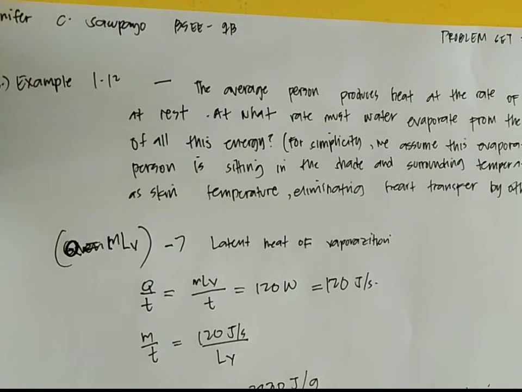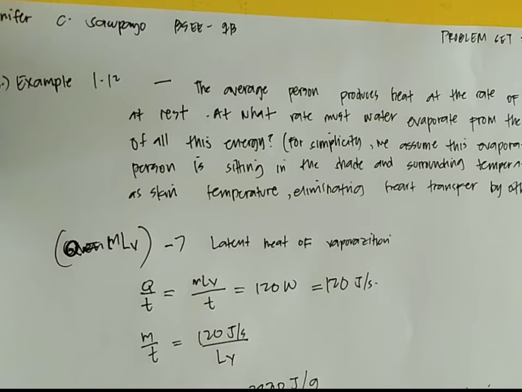So example 1.12. The average person produces heat at the rate of about 120 watt when at rest. At what rate must water evaporate from the body to get rid of all the energy? For simplicity, we assume this evaporation occurs when a person is sitting in the shade and surrounding temperatures are the same as skin temperature, eliminating heat transfer by other methods.